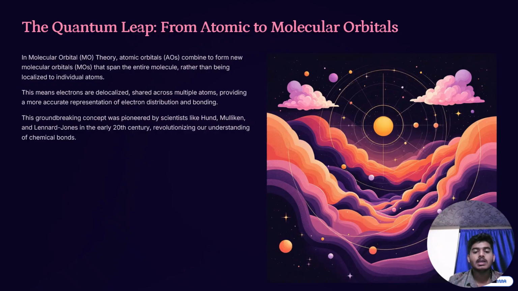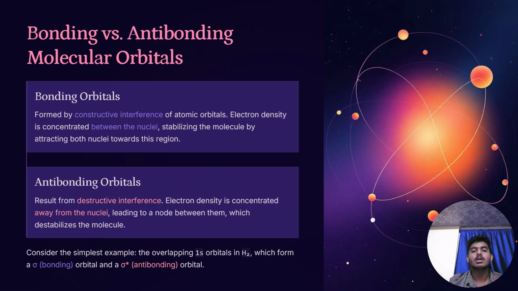The groundbreaking concept was pioneered by scientists like Hund, Mulliken, and Lennard-Jones in the early 20th century. Coming to the bonding versus anti-bonding molecular orbitals. Bonding orbitals formed by constructive interference of atomic orbitals. Electron density is concentrated between the nuclei, stabilizing the molecule by attracting both nuclei towards this region.